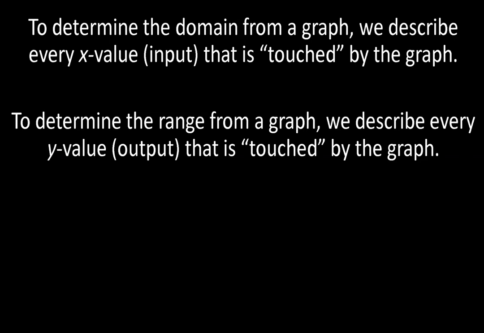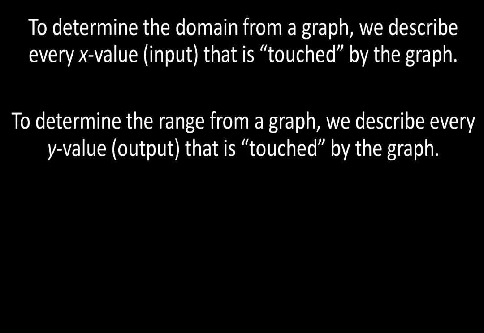Another way to say that is that the domain of a function is just a list of all the x values, and the range is just a list of all the y values. So how do we relate the definitions of domain and range to the graph of functions? To determine the domain from a graph, we describe every x value that the graph touches. In other words, if our graph touches an x value, then that x value is allowed and should be included in the domain. Same for the range.